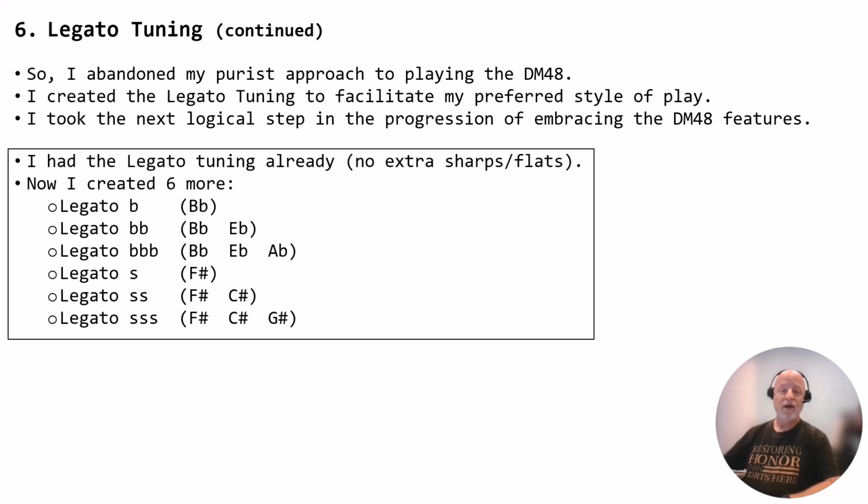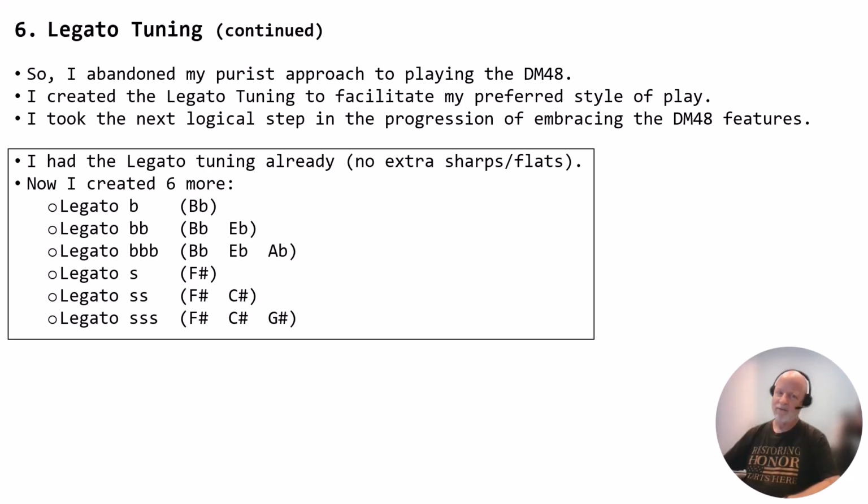So I had that legato tuning already, with no extra sharps or flats, and now I created 6 more. I created the legato B, that's the flat symbol, so legato B is with 1 flat, and of course we're talking about the legato tuning, and we're in C major. We always start with that premise here, unless stated otherwise. So legato tuning has no sharps or flats. You're in C major. Now I created 6 more legato tunings on the DM48.